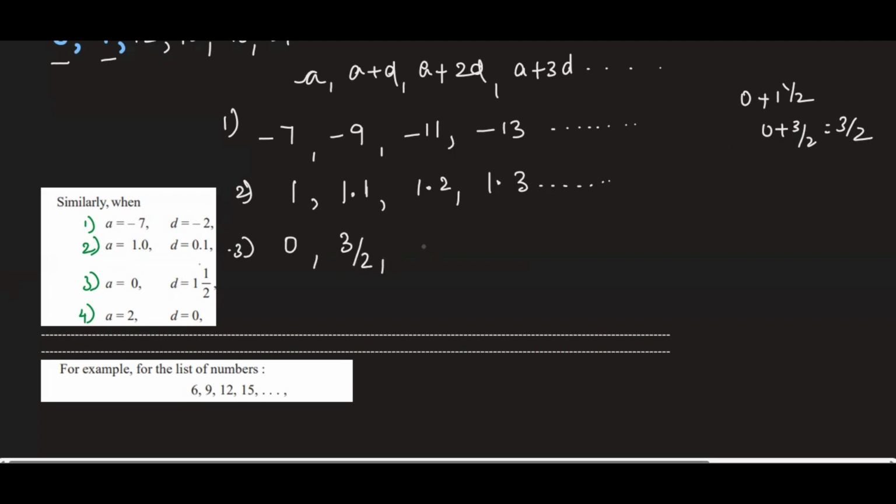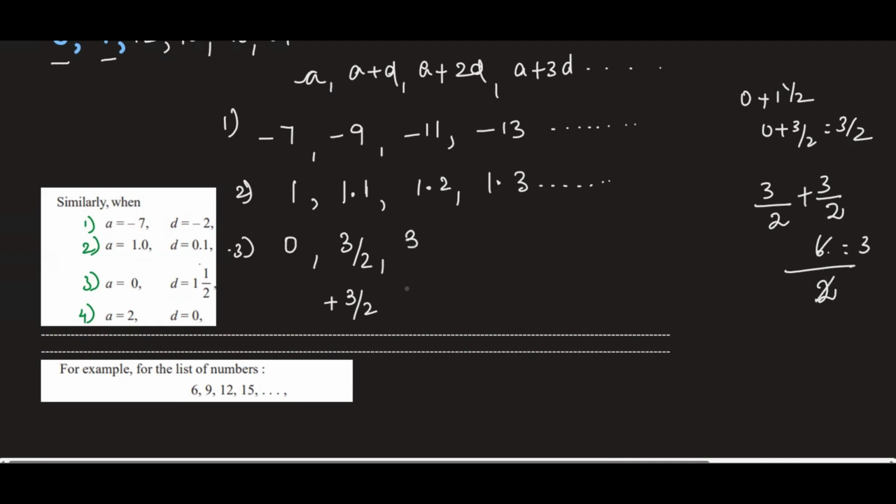Okay, now what is the third term? Basically, again, we'll have to add 3 by 2 plus the difference, which is again 3 by 2. So 3 by 2 plus 3 by 2 becomes 6 by 2, which is actually 3. So the next term will be 3.